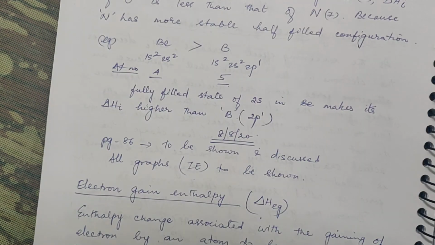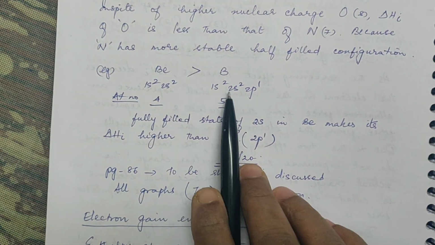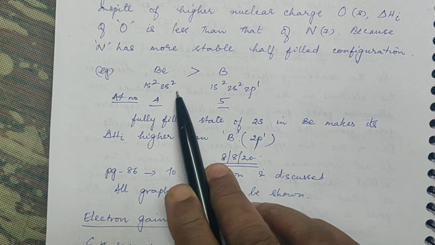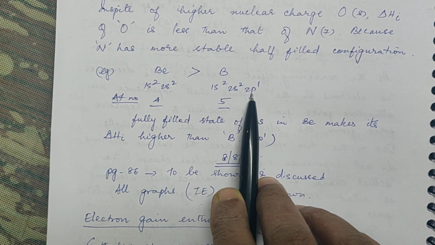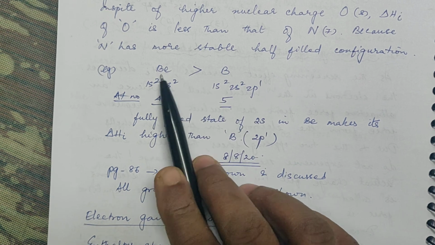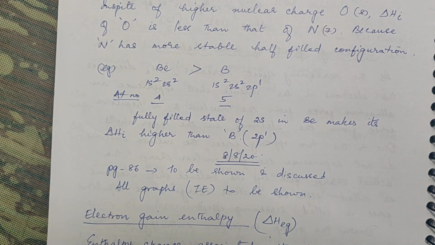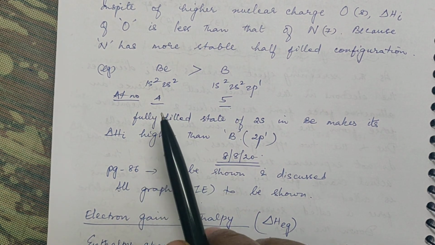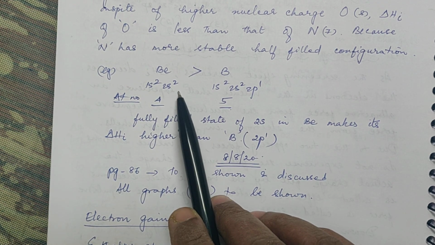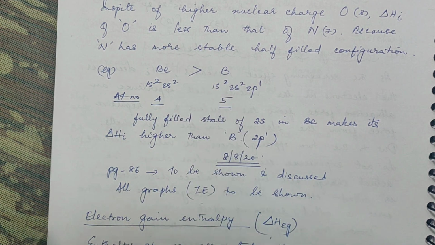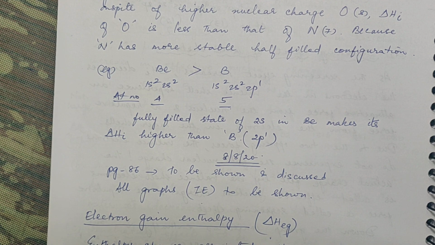Same way you can see in the case of beryllium and boron. Beryllium has 2s2 and boron has 2p1. Now this is having a fully filled state. So the ionization energy of beryllium is much more than that of boron. Right?